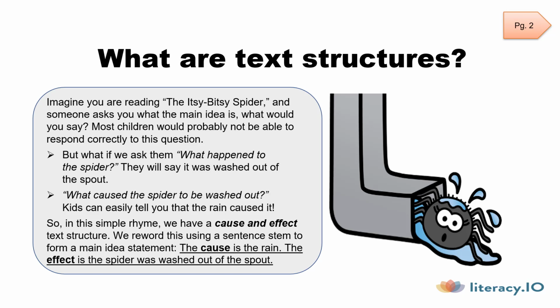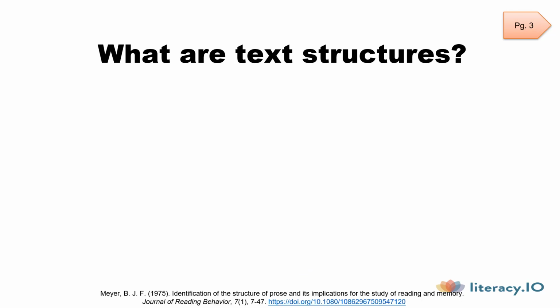So in this simple nursery rhyme, we have a cause and effect text structure. We can reword this using a sentence stem to form a main idea statement. The cause is the rain. The effect is the spider was washed out of the spout.